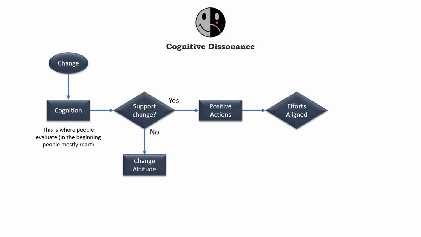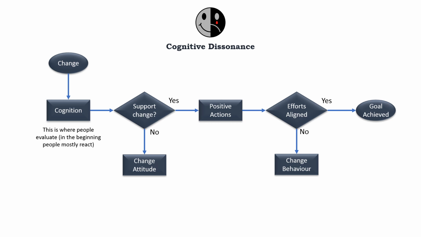The positive actions then lead to assessing whether efforts are aligned or not aligned. If not aligned, we need to help changing behavior, perhaps the training or other change management interventions. If efforts are aligned, the goals are usually achieved easily. So as a change, we need to take care of both attitude and behavior for the positive impact of the change management.